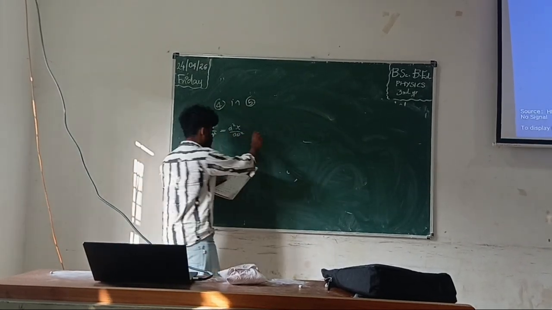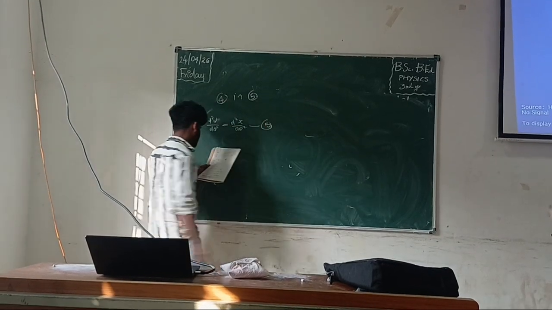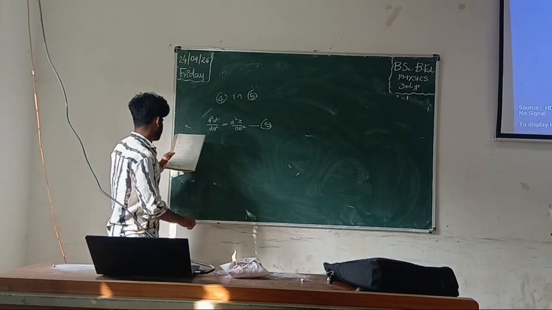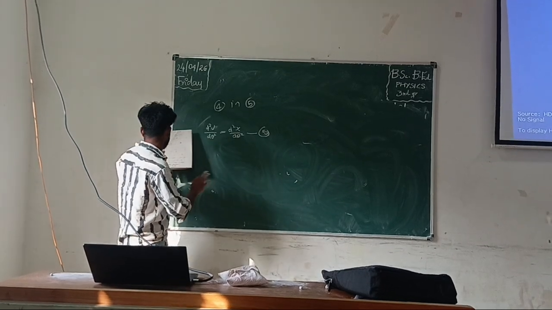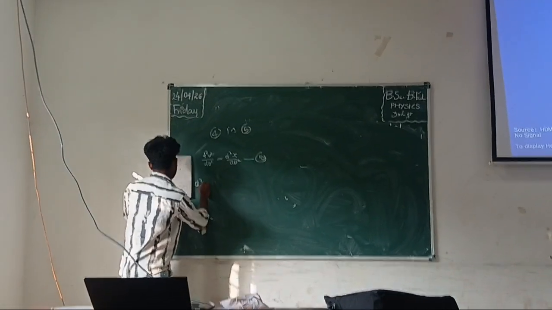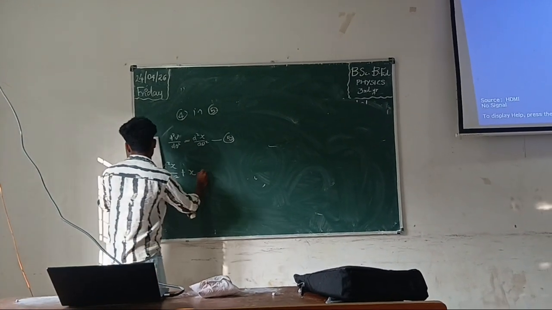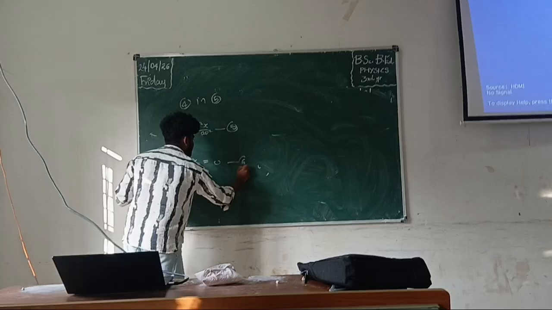This is the fifth equation. Then the sixth equation is d square x by d theta square plus x is equal to 0. This is the sixth equation.